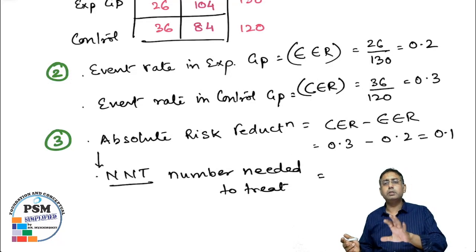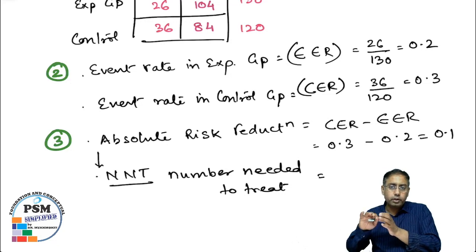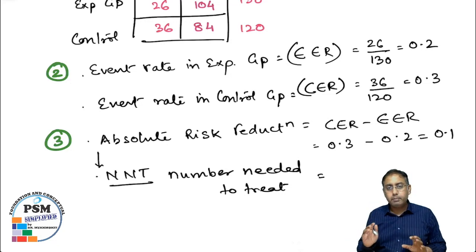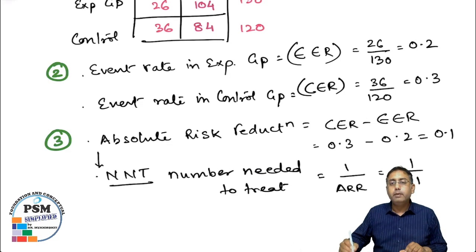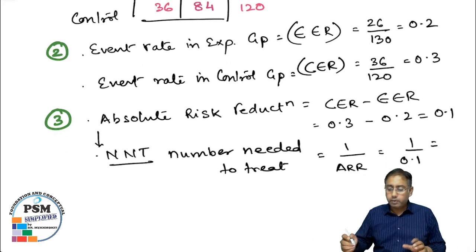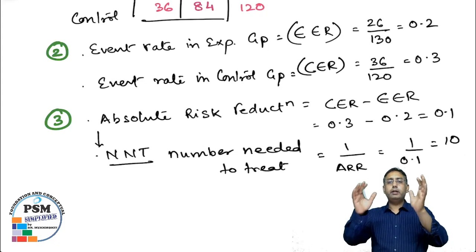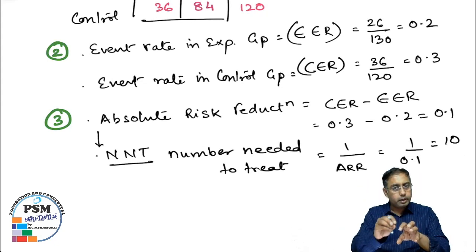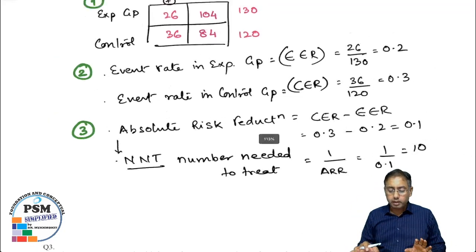But this MCQ was asking how many patients you need to treat to avert death or decrease the death rates by 1. That means number needed to treat, which is given by the formula 1 divided by the absolute risk reduction, that is 1 divided by 0.1, that is equal to 10. So what is my answer? I need to treat 10 people with this new treatment so that at least 1 death is averted. That is what it technically means.